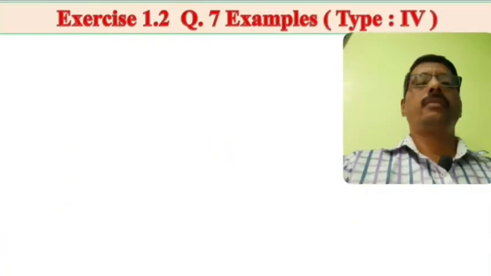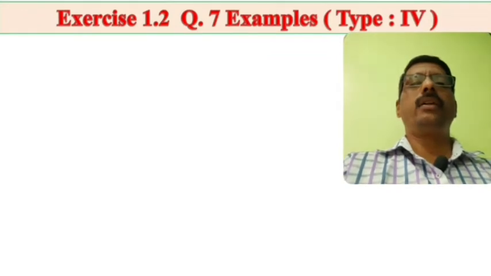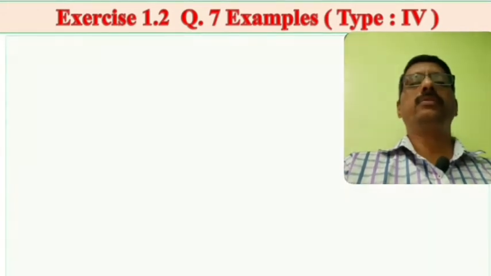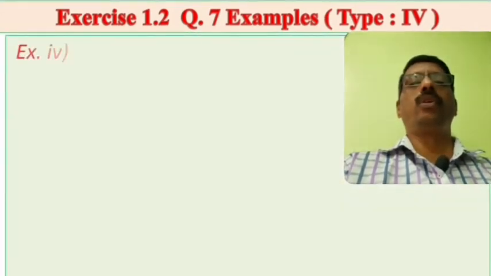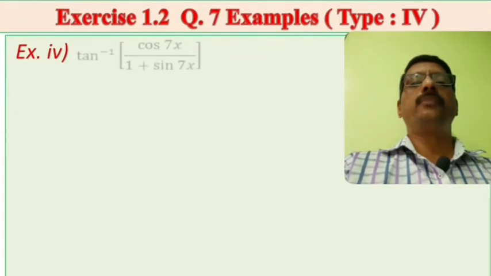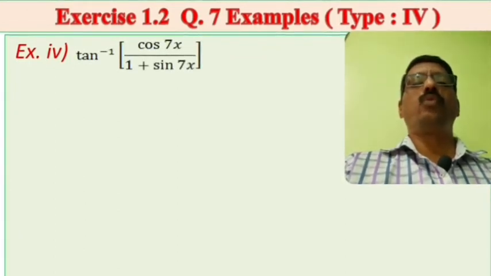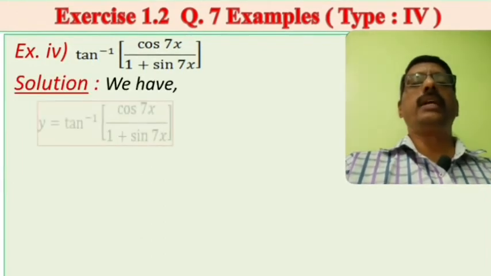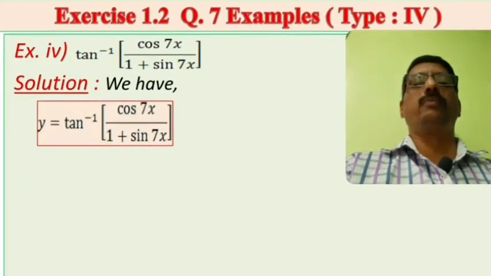Okay, now taking the next example, that is the fourth example of exercise 1.2, question number 7, type 4. Example number 4, the given function is tan inverse of (cos of 7x upon 1 plus sin of 7x). That is our given function. Okay, we have to differentiate the given function. Firstly take the given function as y equal to the given function.